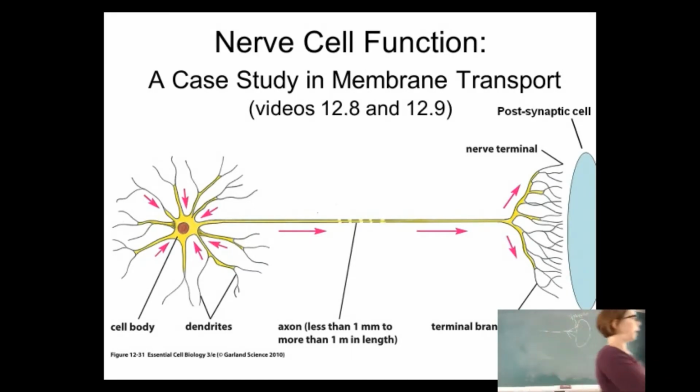So it's a very narrow space between the two cells. And then the cell that gets the signal from the nerve is called the postsynaptic cell. And in this case, this nerve would be the presynaptic cell. So the postsynaptic cell could be another nerve, could be a muscle. Anything that's going to be receiving a message from that nerve.